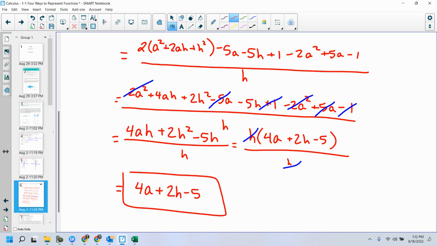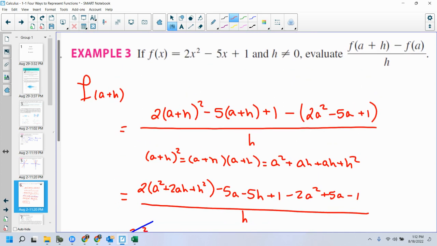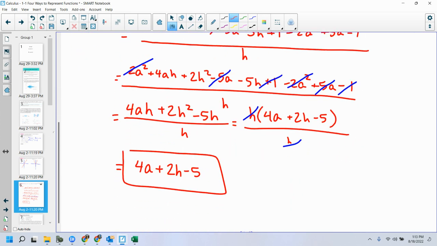Good. Got the same answers in my notes. It's always a good thing. Love it when I'm right. 4a plus 2h minus 5. You have no idea what that means right now, but oh man, that's a good one. We will do this a lot a little later on. That formula, that f of a plus h minus f of a all over h, is a pretty useful one. Okay, pretty useful. We'll use it a lot in chapter 2.